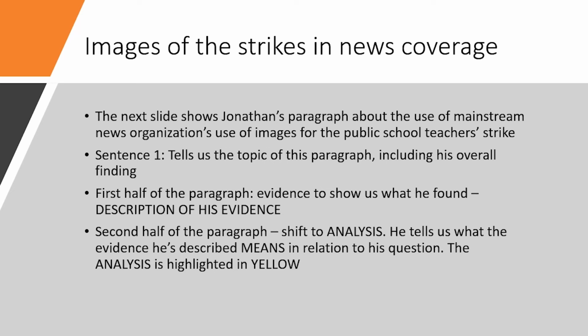That evidence consisted of faceless images of teachers or no images of teachers, with the most telling images included being those of the union president and the provincial government representative. Jonathan describes those findings first, the patterns he found when he looked at news coverage. He then moves to analysis in the second half of the paragraph, to telling us what this evidence and these patterns mean throughout the last part of the paragraph. You'll find that on the next screen highlighted in yellow.